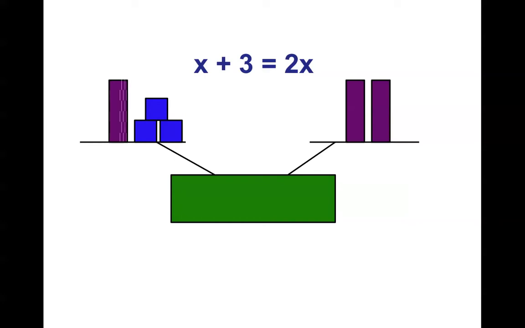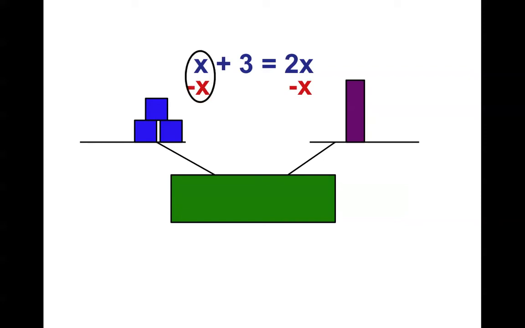What I do is if I take away an x on this side and I take away an x on this side, you'll notice I have 1x equaling 3. So what did I do? I subtracted an x from both sides. That created a zero pair, which eliminated the x and the negative x, and I was left with x equals 3. And that's pretty much the lesson.